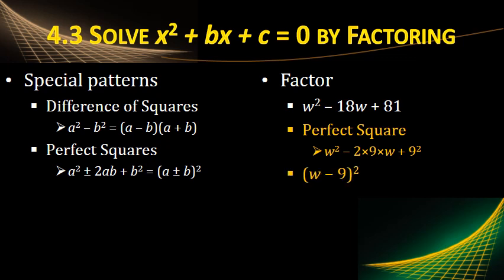We could do this the longer way and just have our two sets of parentheses and say, what times what makes w squared? What times what makes 81? And check. Outers give us negative 9w. Inners is another negative 9w, which gives us a negative 18w. Since they're the same, you'd write it as w minus 9 squared.